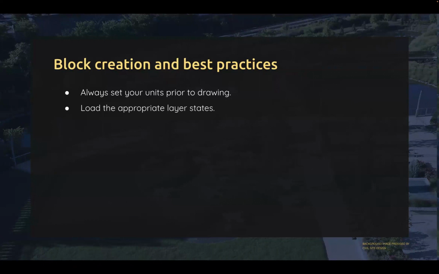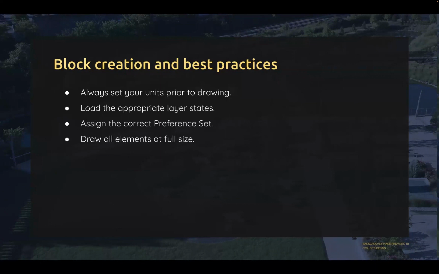You want to load the appropriate layer states. Like we said before, a block is a collection of objects, and all of those objects need to be on their appropriate layer. Otherwise, it can create some issues down the line. You want to make sure you assign the correct preference set. You want to draw all elements at full size.